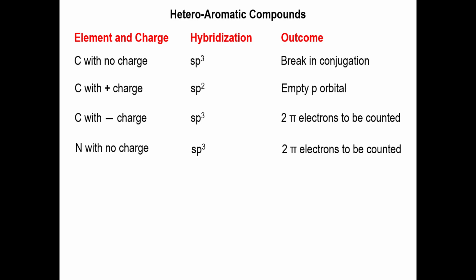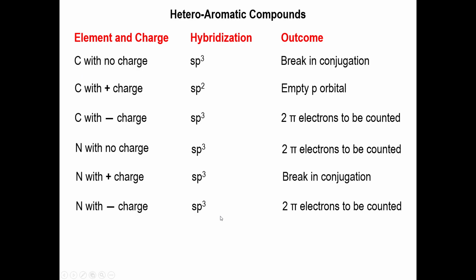All right, now with nitrogen, if you have a nitrogen with no charge, that technically will be sp3 hybridized, but it does have a lone pair of electrons. And much like the carbanion situation, you will count those two electrons as part of the pi system altogether. If nitrogen has a positive charge, that means that it's basically surrounded by 4 bonds. It doesn't have any lone pairs. So that will totally be a breaking conjugation, right? In essence, that's the same thing as having a neutral carbon with no charge.